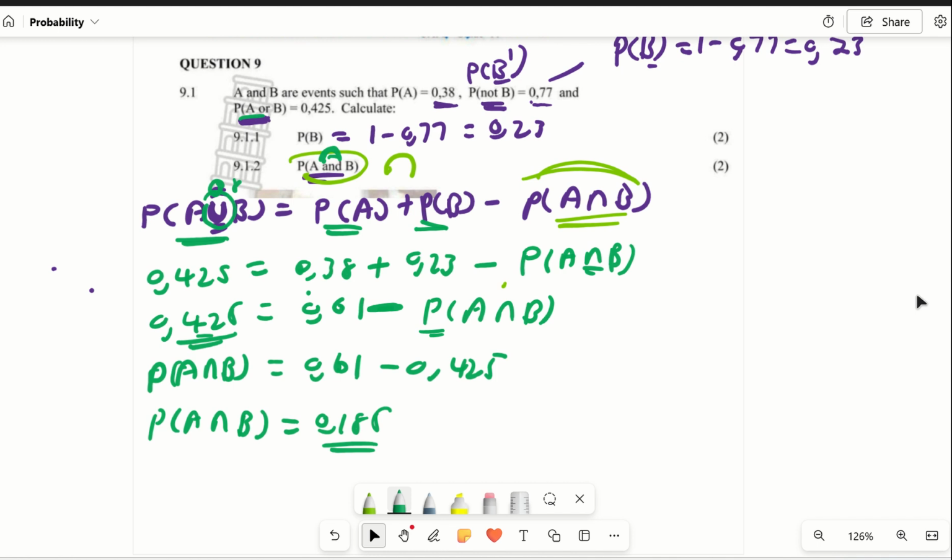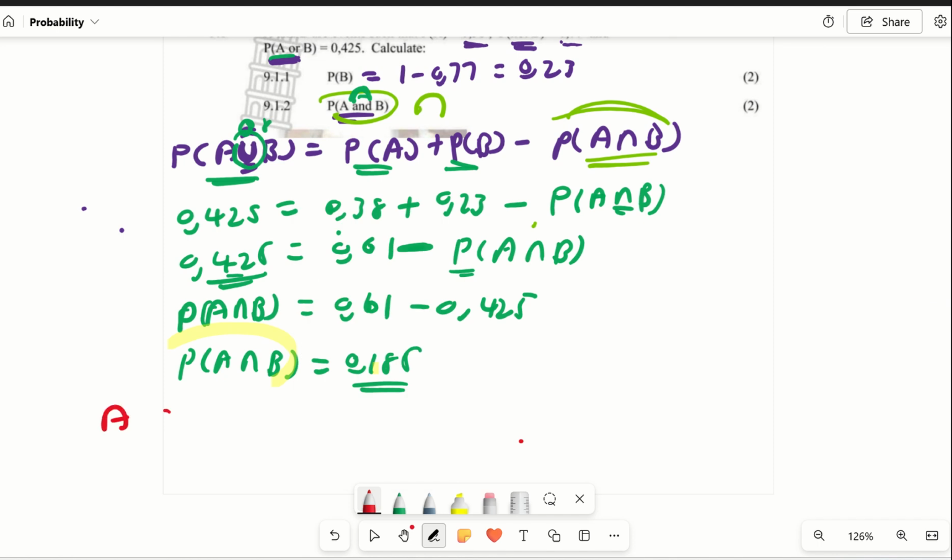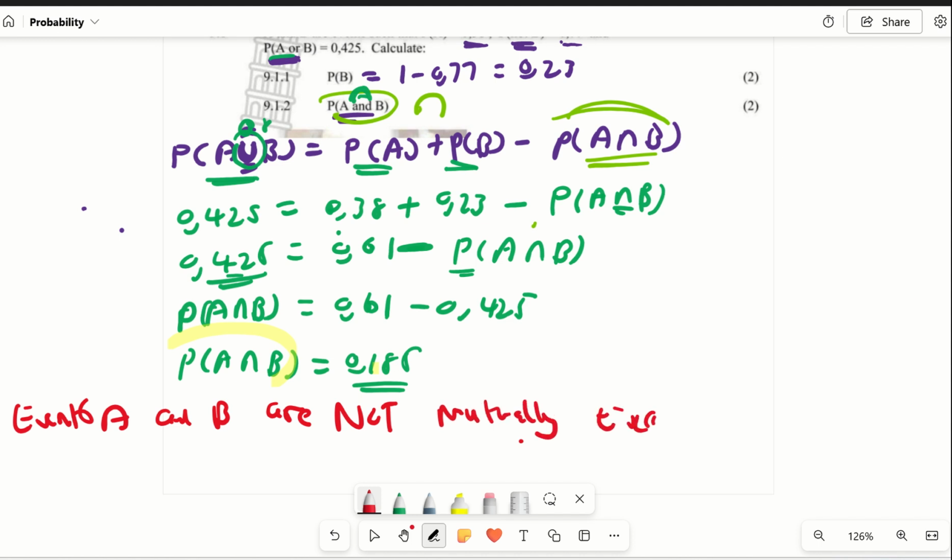Can you guys tell me, are events A and B mutually exclusive? Why? Yes, because the probability of A and B is not equal to zero. So this is just an additional question that I'm making up. A and B are not mutually exclusive because the probability of A and B is not equal to zero. If this probability is equal to zero, then we would say that the two events are mutually exclusive.